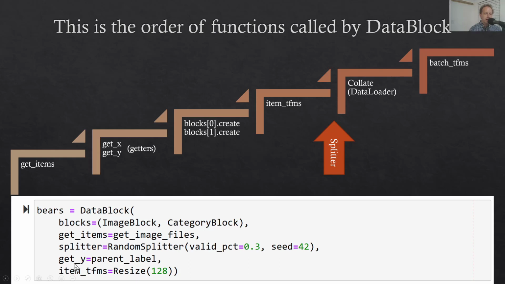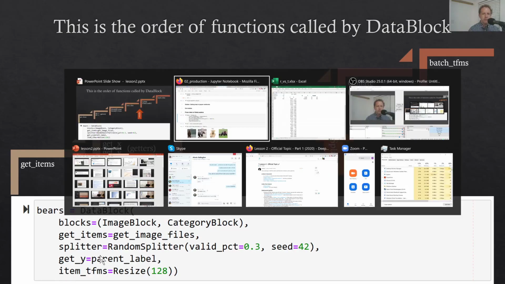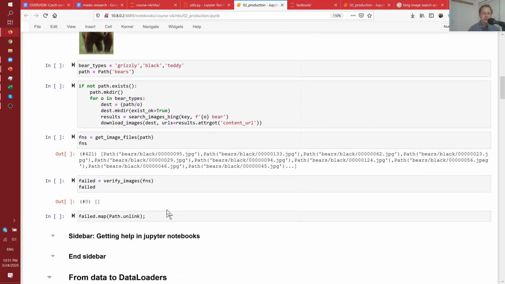And then you say, okay, how do you label the data? This is the name of a function called parent_label. That's going to look for each item at the name of the parent. So this particular one would become a black bear. This is the most common way for image data sets to be represented, that the different image files get put into folders according to their label.